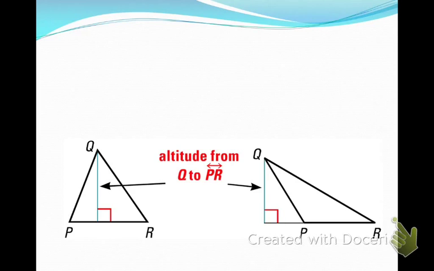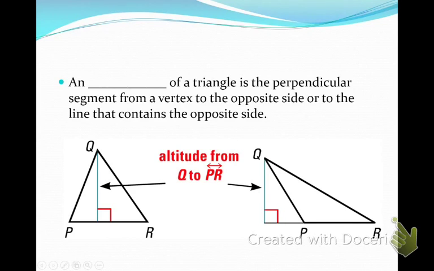Altitude. An altitude of a triangle is the perpendicular segment from a vertex to the opposite side or to the line that contains the opposite side. In this case, we have an acute triangle. This is the vertex. This is the perpendicular segment to the opposite side. It's not the midpoint of the opposite side or anything like that.